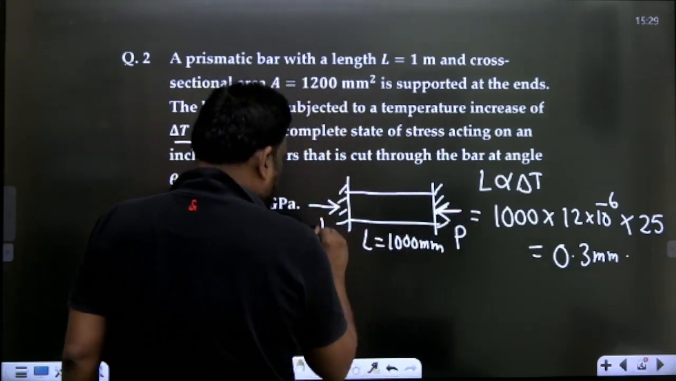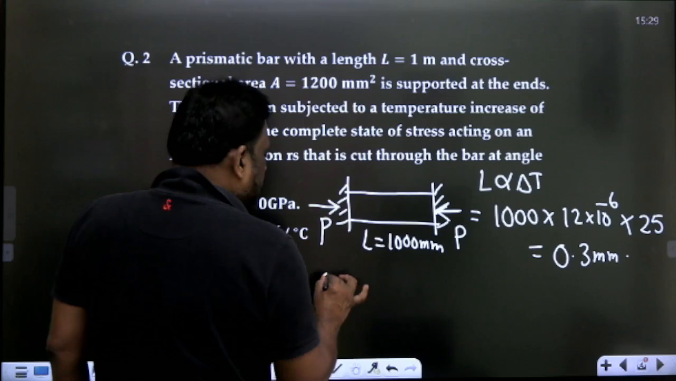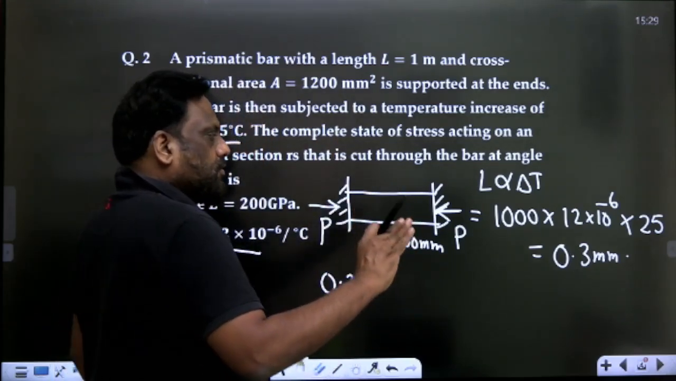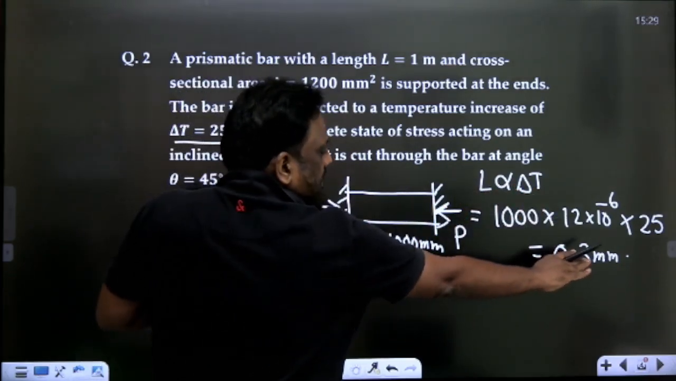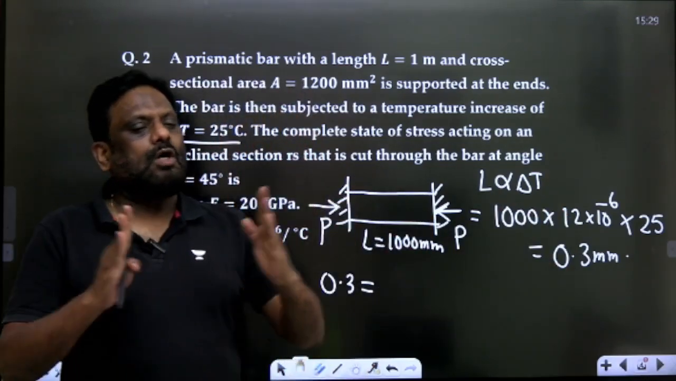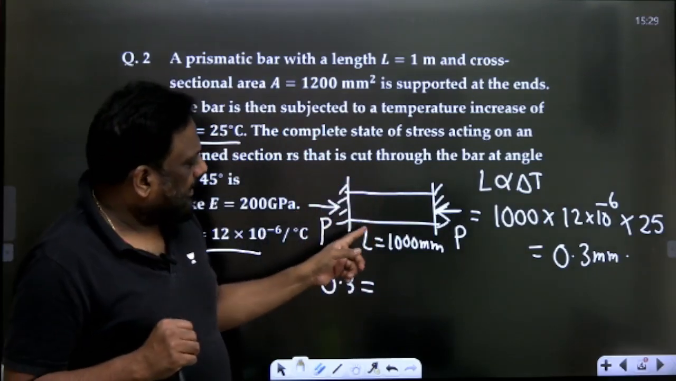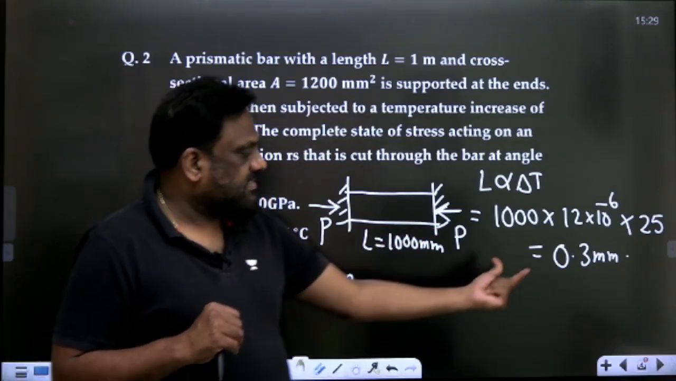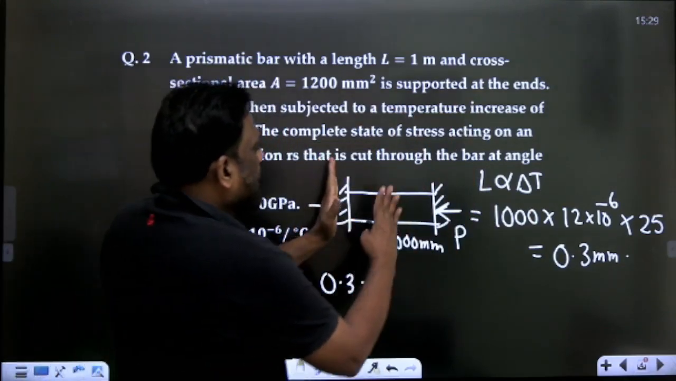Let the load be P. So now 0.3 is the free expansion, but you are not allowing it to expand. So whatever is the compression, this is the free expansion, so compression should also be the same. Why? Because you are not allowing any free expansion. So whatever compressive force is developed, it should produce this much compression so that the net will be zero, because this is the rigid wall.